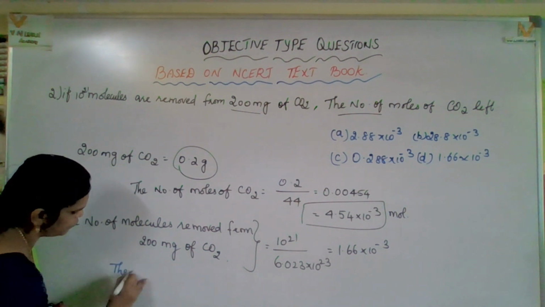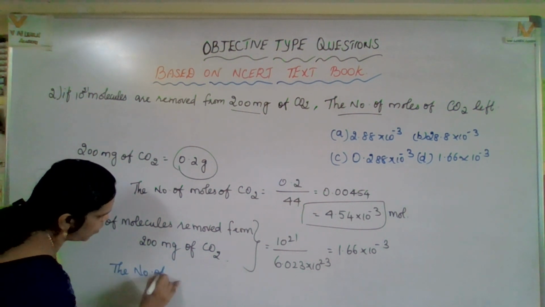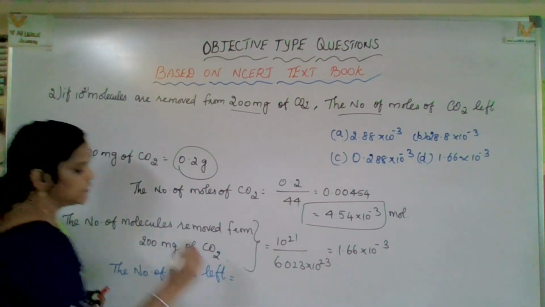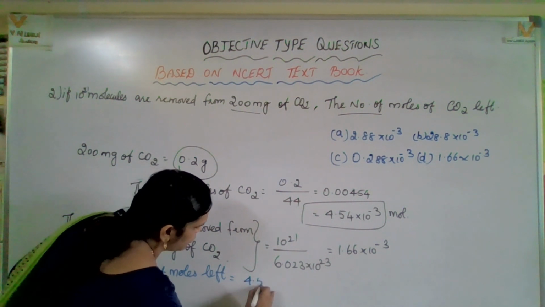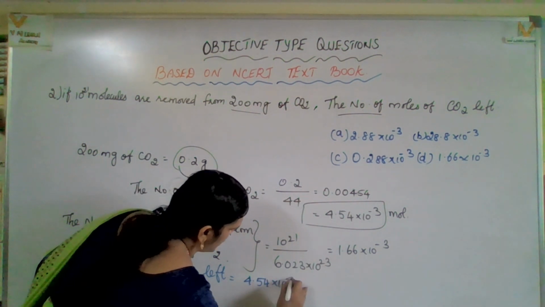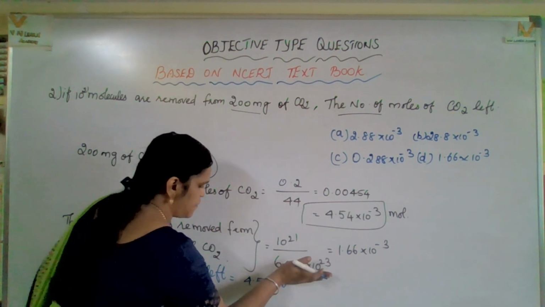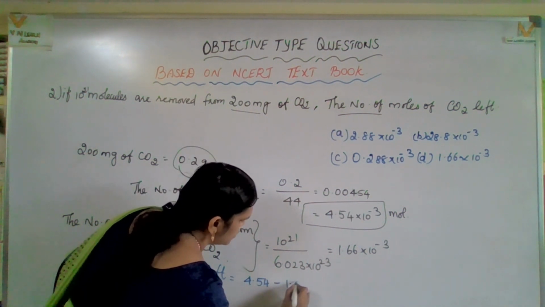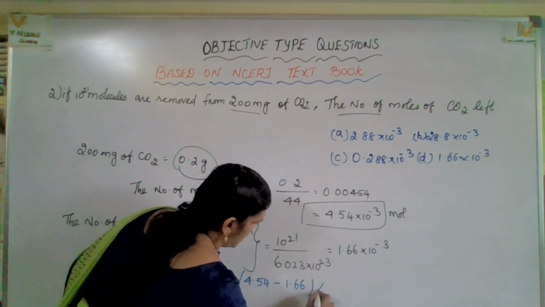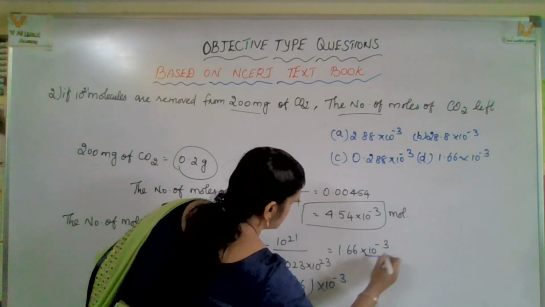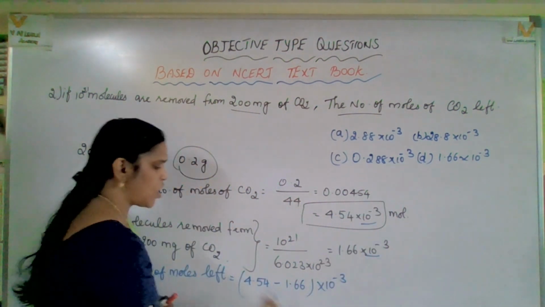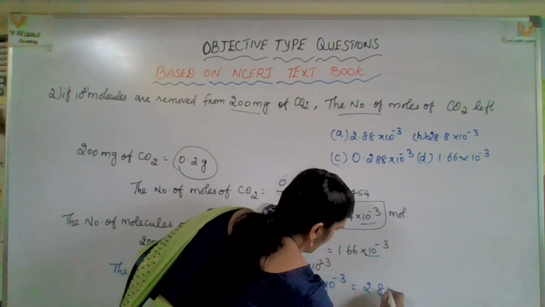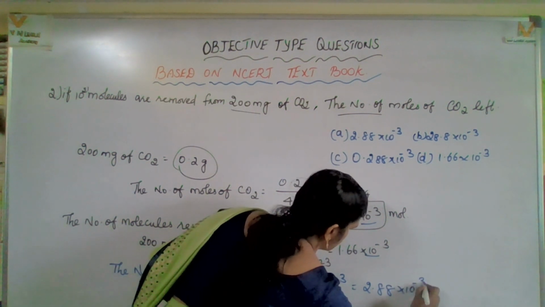The number of moles left equals 4.54 into 10 to the power of minus 3 minus 1.66 into 10 to the power of minus 3. Both are minus 3, so we can keep that common. What is the answer you will get? You will get 2.88 into 10 to the power of minus 3.